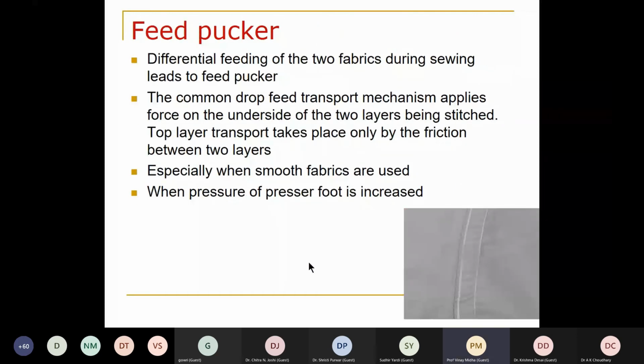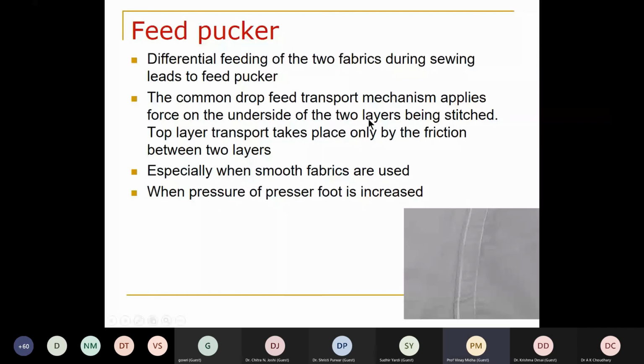Then second is the feed pucker. The differential feeding of the two fabrics during the sewing will lead to the feed pucker. In the morning session, we discussed the various feeding elements, types of feeding we discussed in the morning. So in that case, a common drop feed mechanism is normally applied, which grips the fabric from the underside. And if they are not appropriately working, then they will lead to the feed pucker. And the top layer transport normally takes place by friction in most of the common machines, and because of that, these feed pucker problems may occur.